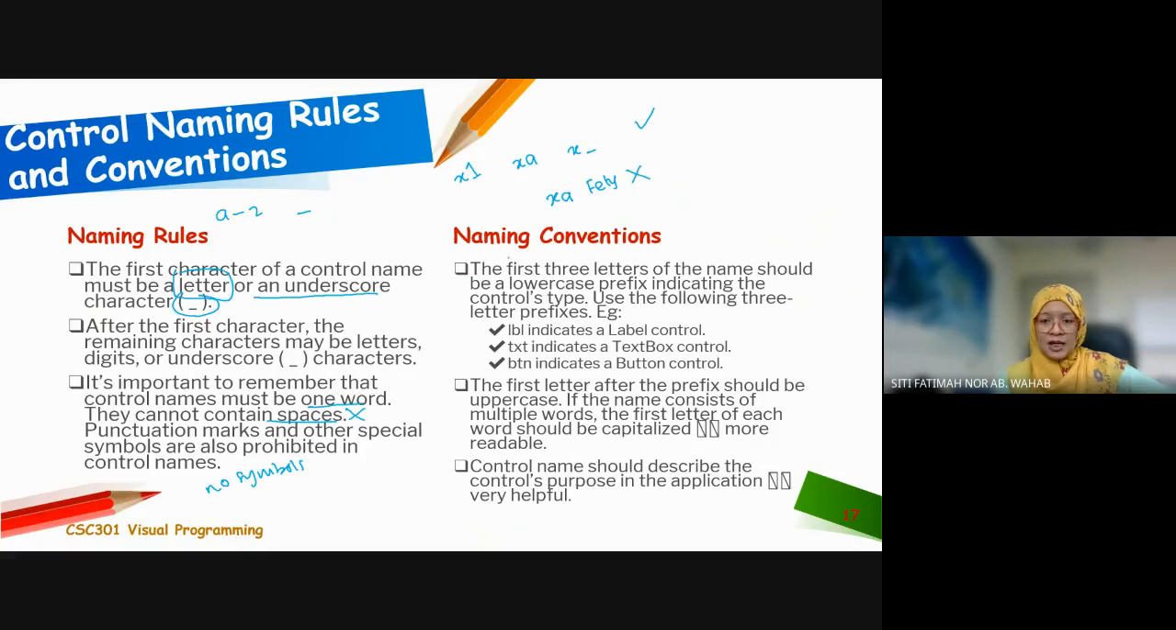So the naming convention of VB, we have already seen some of this before in our lab. The first three letters of the name should be a lowercase prefix that indicates your control type. You already saw that for label we use LBL, for button we use BTN, and for textbox we use TXT. There are so many more.